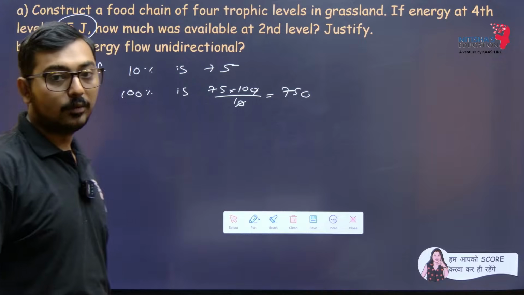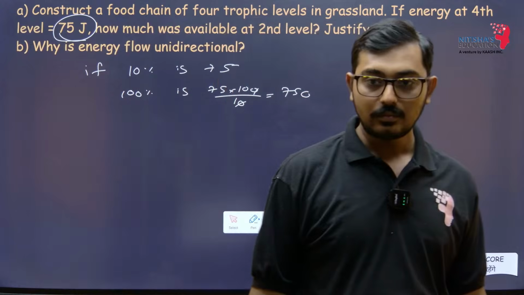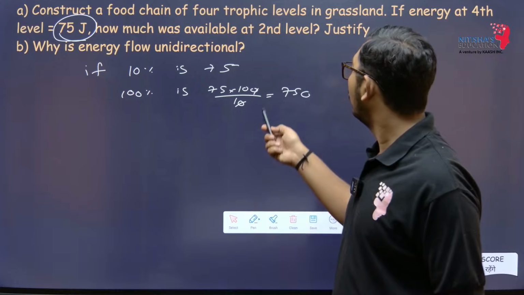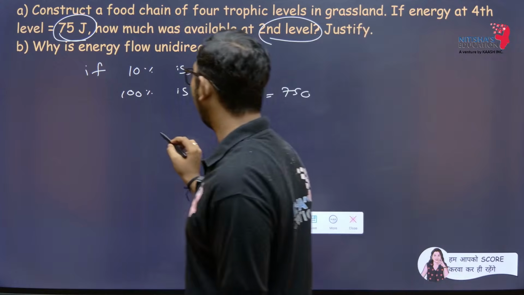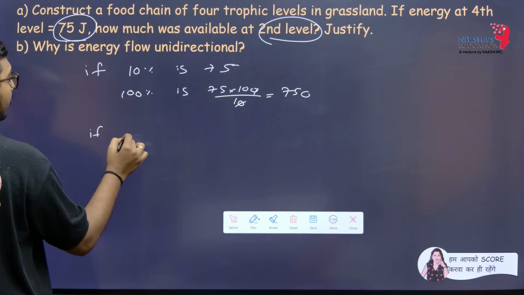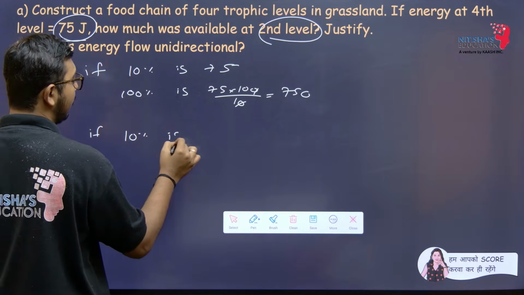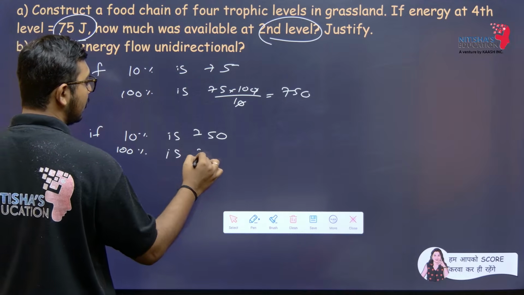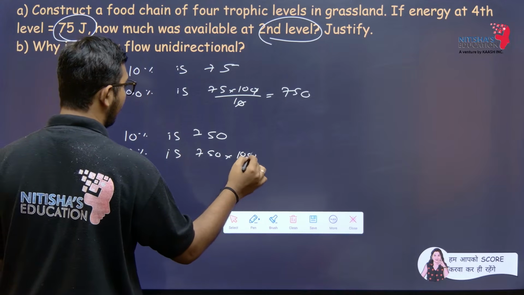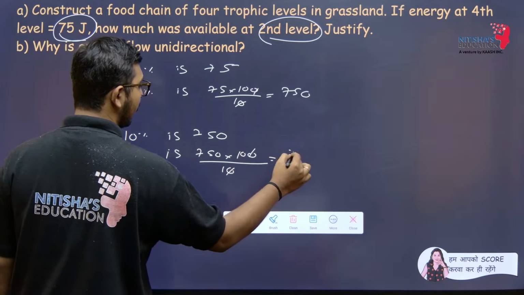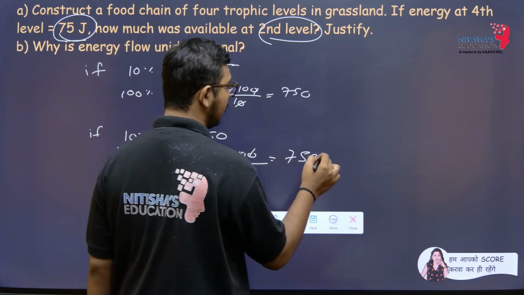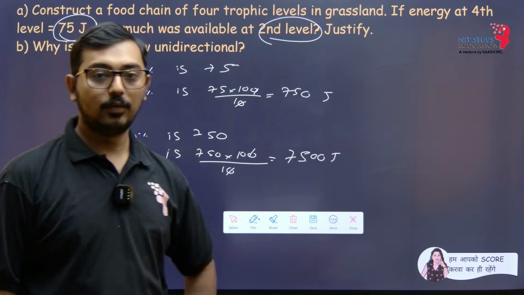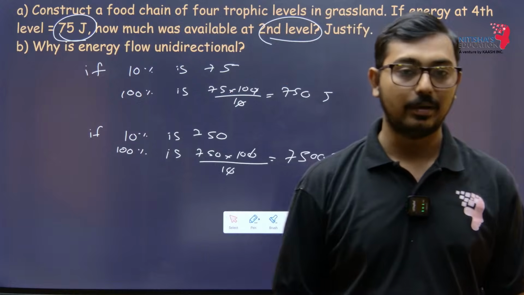So at the 3rd level it would be 750, and as the 3rd is 750, the 2nd level would be found the same way. If 10% is 750, then 100% is 750 multiplied by 100 divided by 10, which is 7500 joule. That would be the 2nd trophic level.